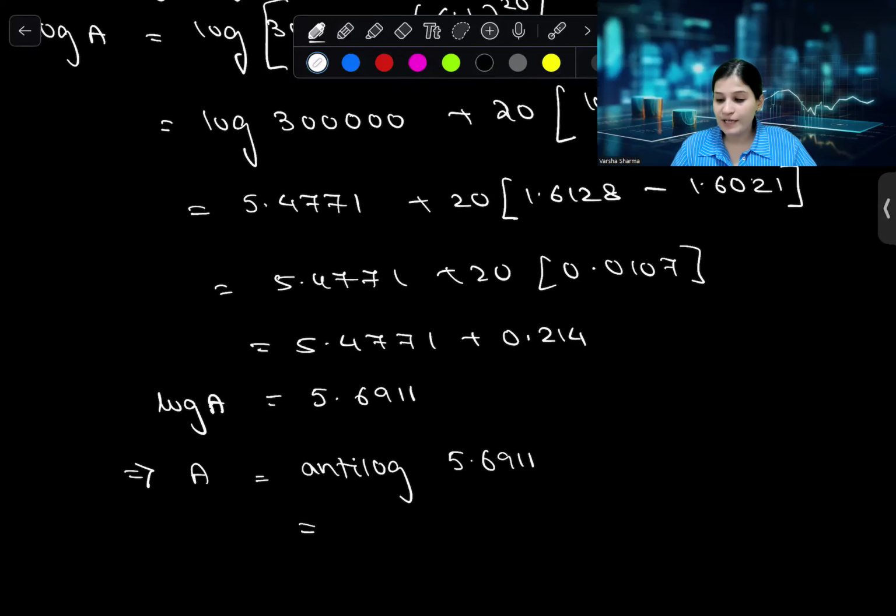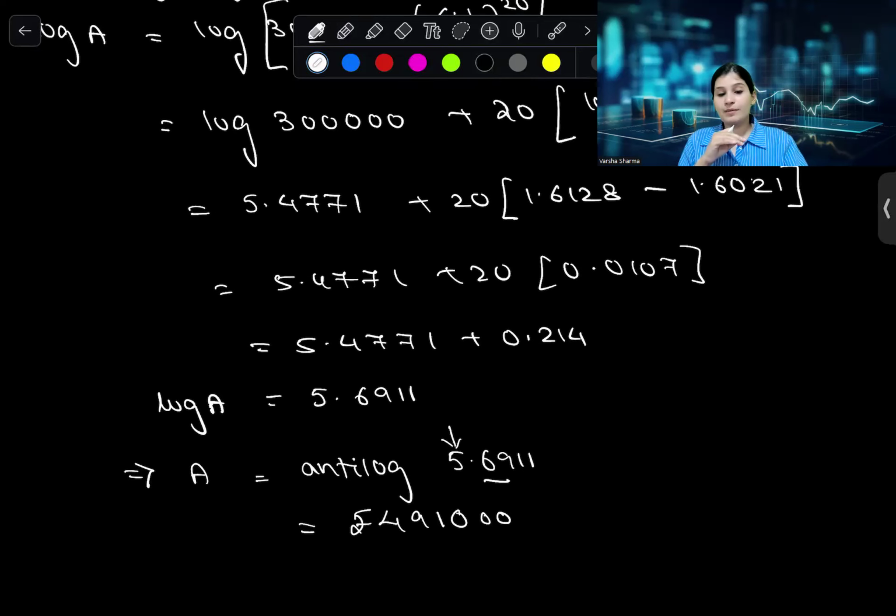So we'll first look at 0.691 and the answer is 4910. And since the characteristic is 5, the decimal will be after 6 places, so you need to put 2 more zeros. The amount is 491,000 rupees.